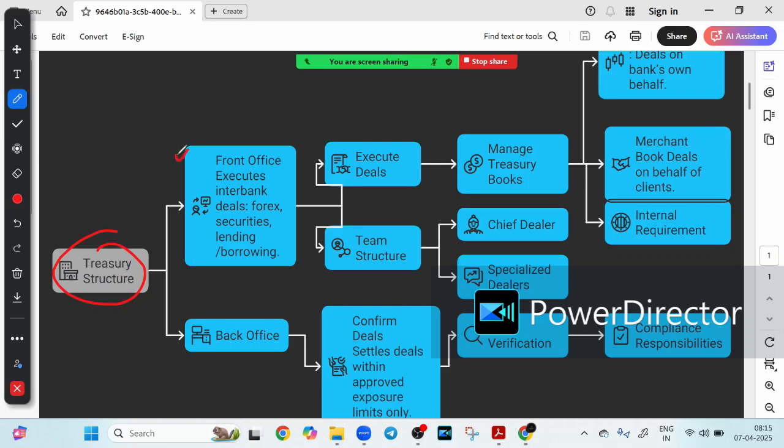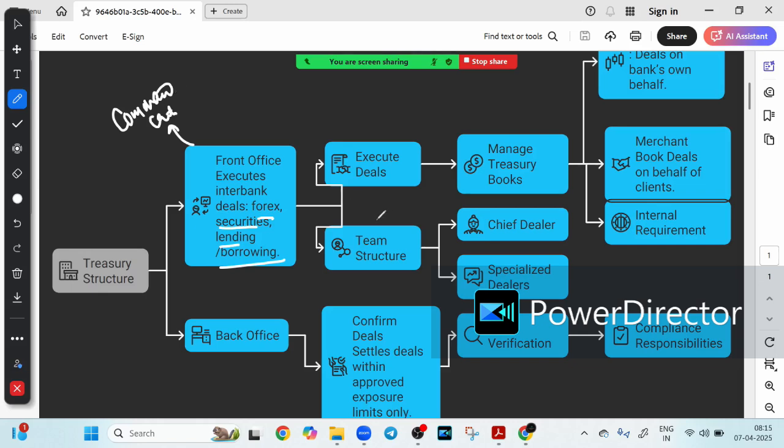So what happens in the front office? Let me explain. The front office is like an action zone, where interbank deals are executed, whether it is forex, securities, lending or borrowing. Think of it like a command center where the actual trading magic happens.